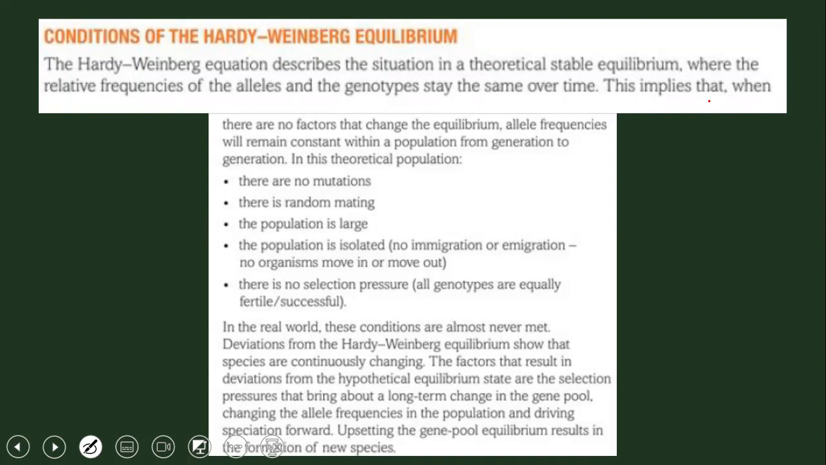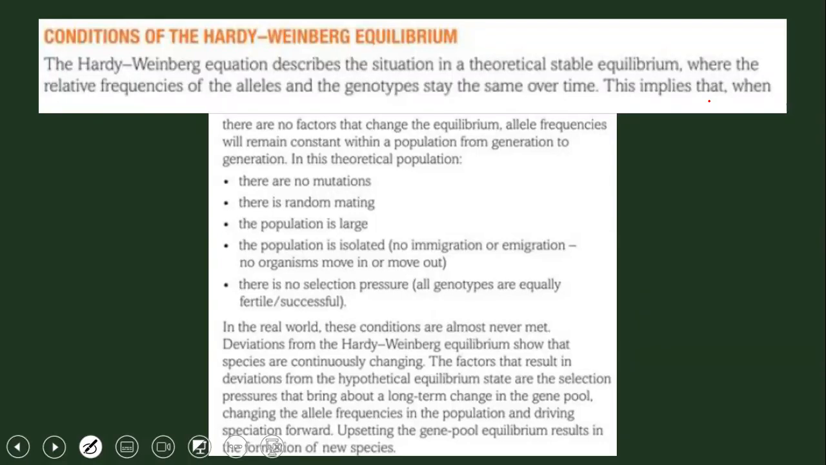Now, the second condition is that there is random mating. In a normal population, we have non-random mating. One of the most important requirements for a gene pool to remain in equilibrium is for random mating to take place. Random mating means that the likelihood of any two individuals in a population mating is independent of their genetic makeup. So it does not depend upon the genetic makeup. The likelihood of two individuals mating is going to be the same. If mating occurs randomly, the frequency of alleles in the population will remain the same.